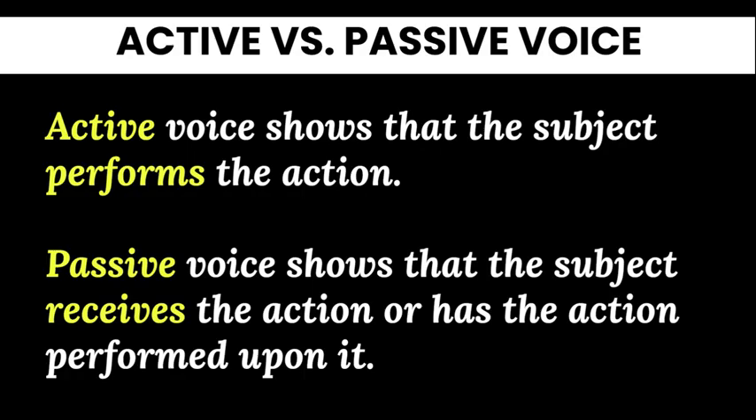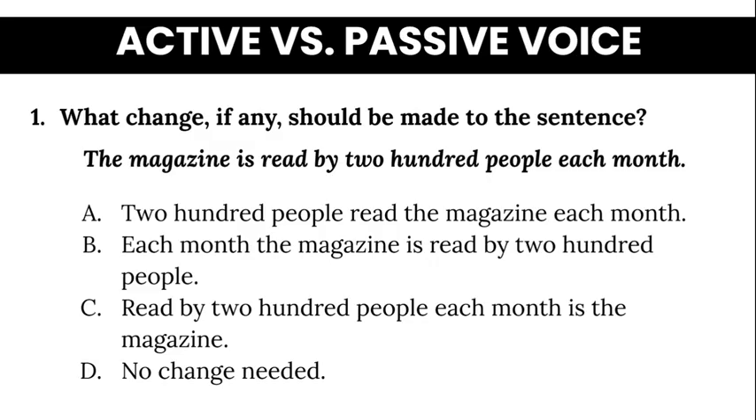So what does this look like on a benchmark or an EOC or an ACT? So the question says, what change, if any, should be made to the sentence? The magazine is read by 200 people each month. Well, this is passive voice because the subject, magazine, is receiving an action. It is read. The magazine isn't reading. It is being read. So I need to change the word order of this entire sentence to fit it into active voice. So the answer choice that does that is answer choice A.